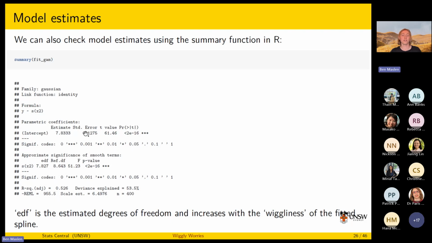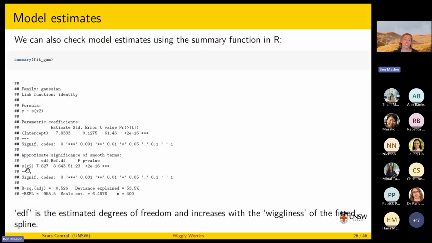So we've got our estimate for the intercept term, which isn't really of interest to us, and we have our smooth term, a p-value for whether there's evidence to suggest that there is some sort of wiggly relationship in our data, and an F statistic for that test. You see, we have this EDF thing here. This is the estimated degrees of freedom. So this is a good indicator of how wiggly your relationship is.